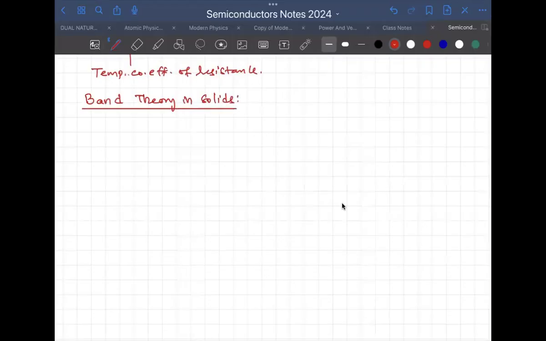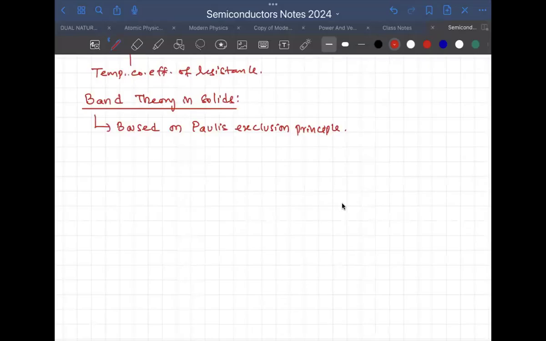Remember, the band theory in solids is based on Pauli's exclusion principle. If we take an isolated atom, the electron present in a specific energy level is as per the quantum mechanical laws.